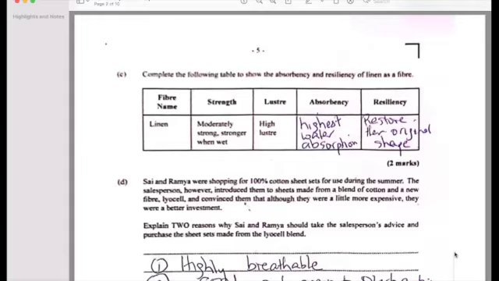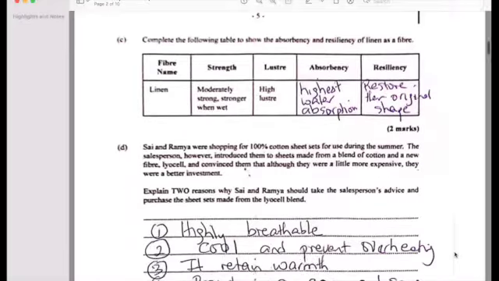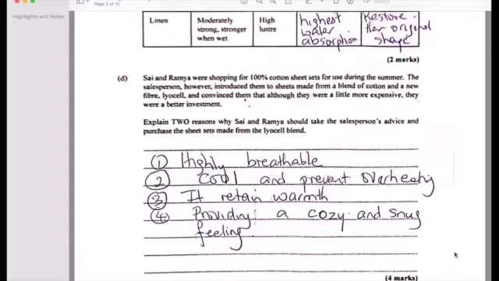The next question says, for the following table, show the absorbency and resilience of linen as a fiber. They gave us linen as the fiber, and they give us the strength, which will be strong, stronger when wet, and so on. But they asked us for 2 points. The first one is absorbency, which is high water absorption, and then resilience, which is that it takes back its original shape. That's 2 marks.